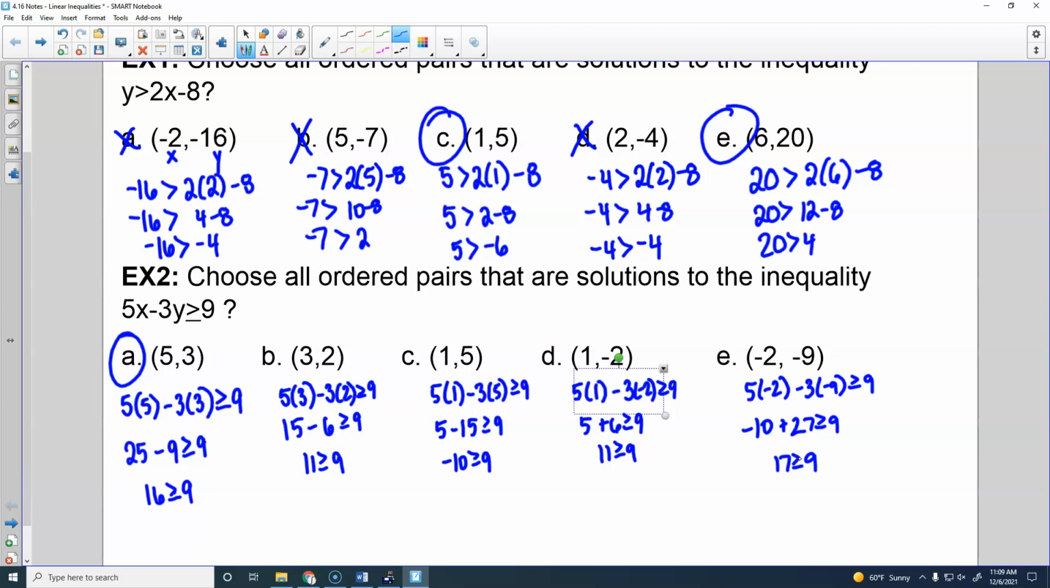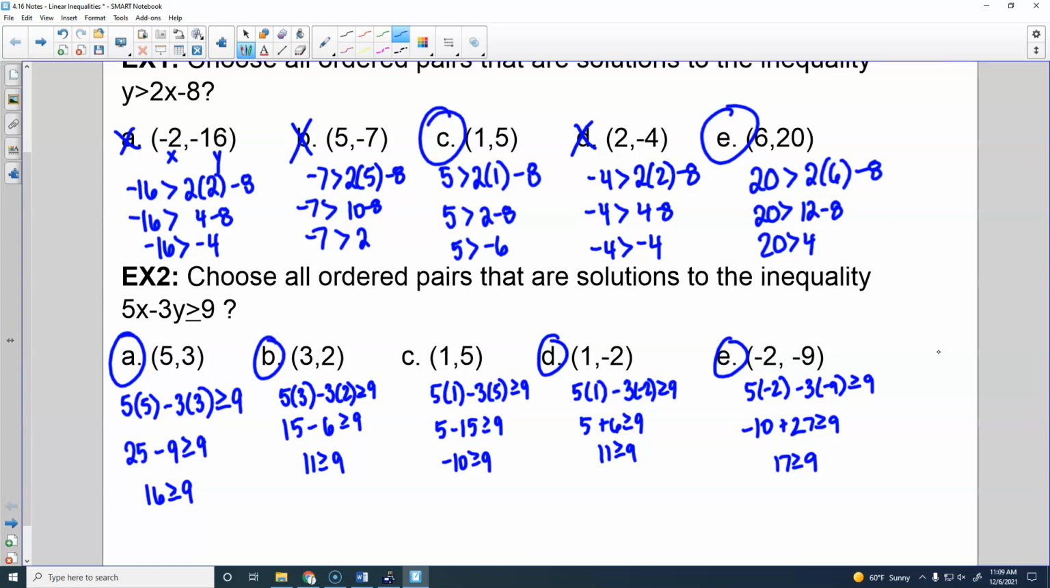Okay, so which ones did you guys get as answers? A, B, D, and E. Basically everything except for C, right? And that should be correct there. You might be able to do these in your head. I usually do whenever I do these, which is fine. But if you need to, write them out.